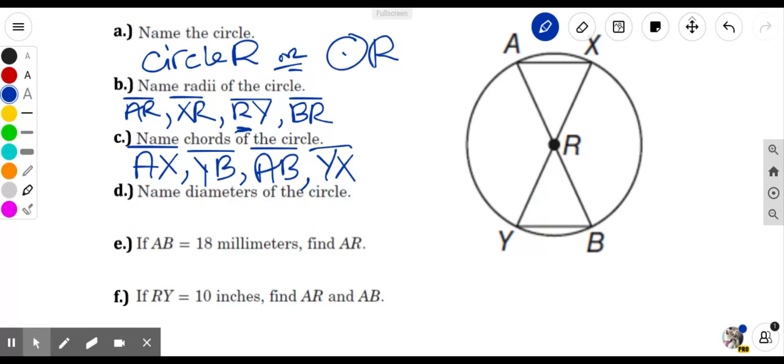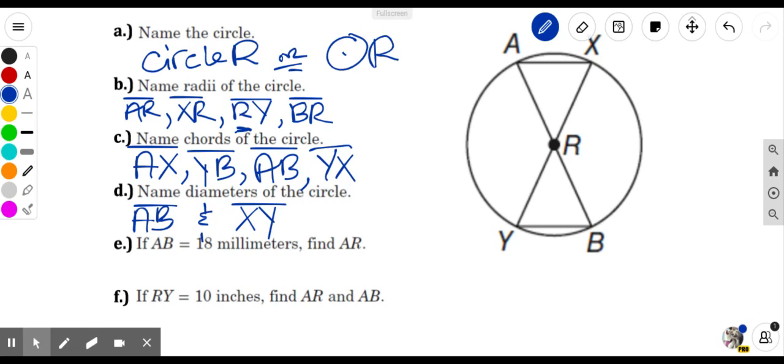Okay, so let's list the 2 diameters. We have AB and XY. Those are the diameters in the circle.